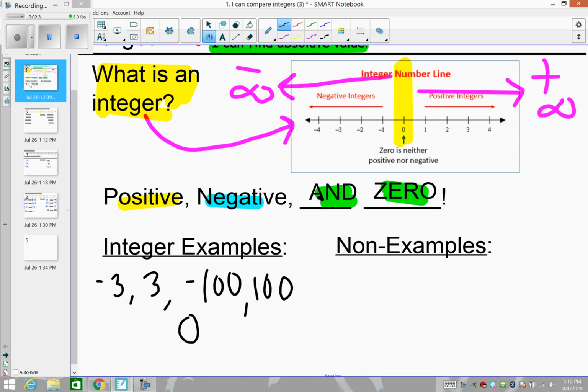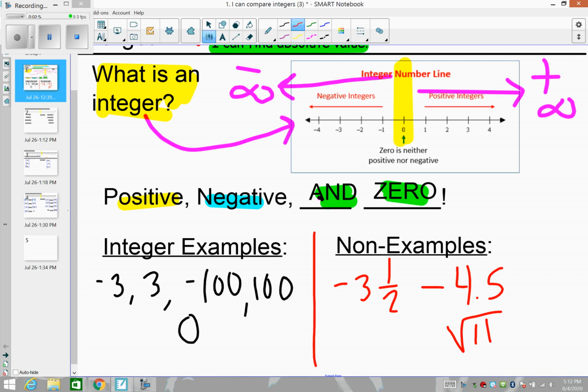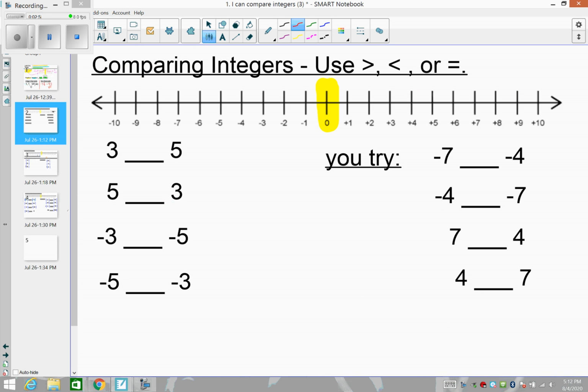So what are some things that are not integers? Well, -3.5 is not an integer. -4.5 is not an integer. The square root of 11 is not an integer, and we'll talk more about square roots as we go. But those are the things that are not integers because they are not whole values.